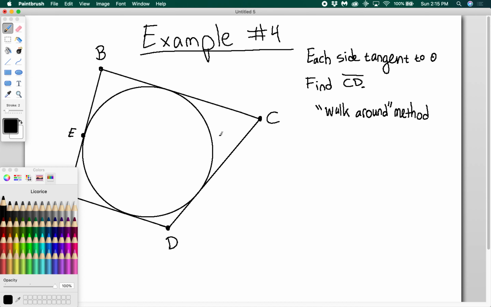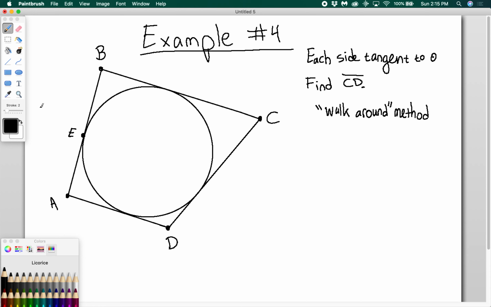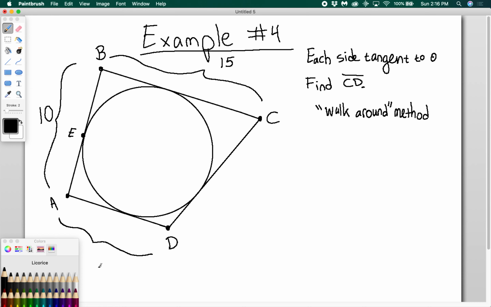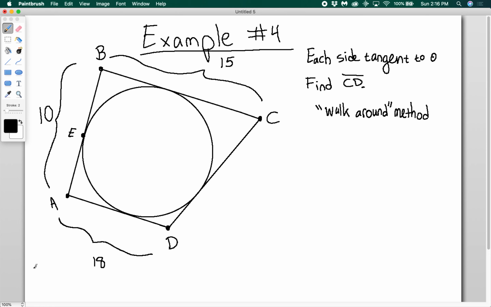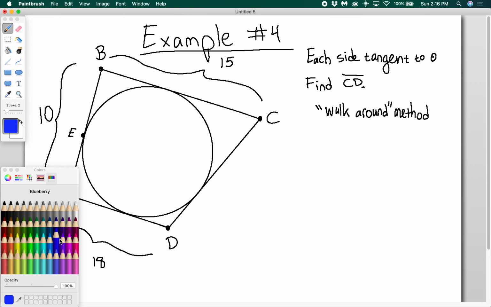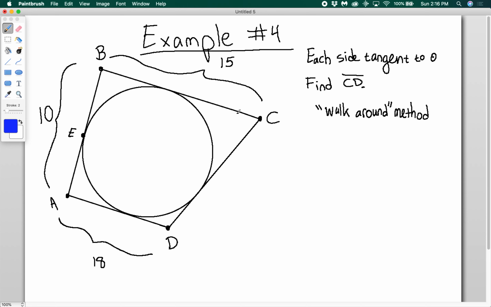I'm going to say that this full side, BA, is 10. Okay, so that side is length 10. This side is length 15. And this side is length 18. Okay, so now here's how you solve this. We're going to call the length between B and E x.